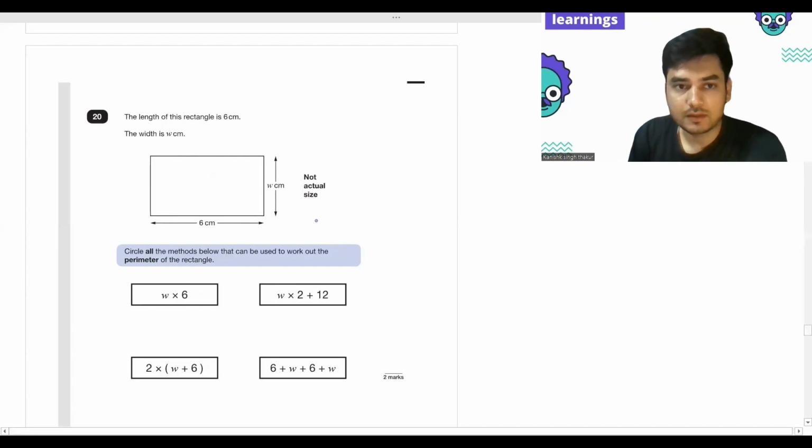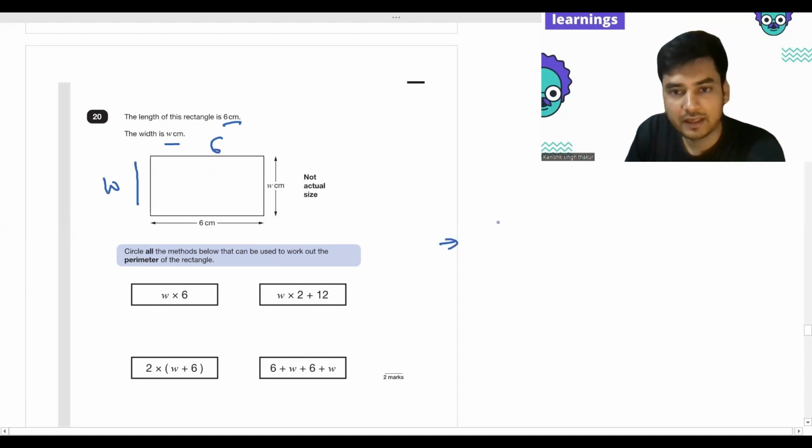Now, the length of a rectangle is 6 centimeters and the width is W centimeters. Circle all the methods that can be used to work out the perimeter of the rectangle. So what you'll do, the perimeter is what? The length of all the sides. So this is W, so this will be W. This is 6, so this will be 6.